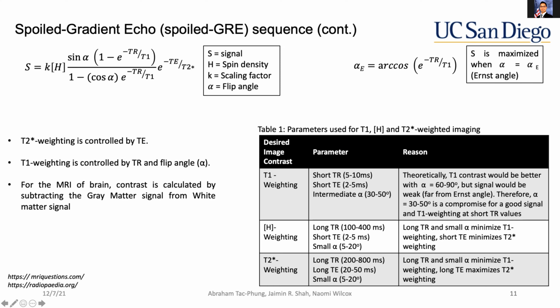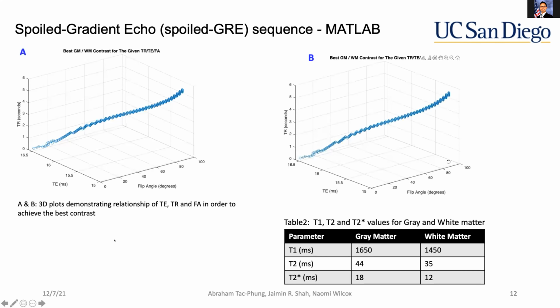Over here, I just tabulated some parameters which you can go over later once the slides are uploaded. So basically, what parameters we should use in order to get T1, T2 weighted images and T2 star weighted images. And the importance that I'm highlighting is the flip angle over here. The flip angle is also important along with the TR and TE.